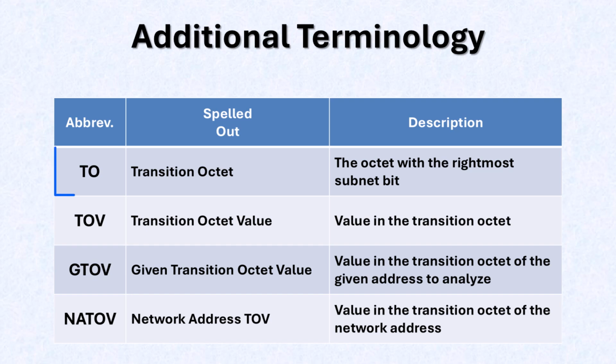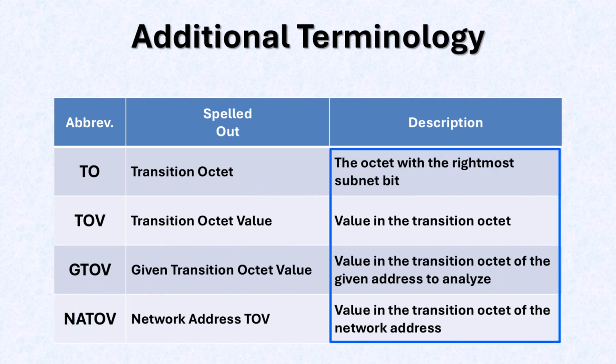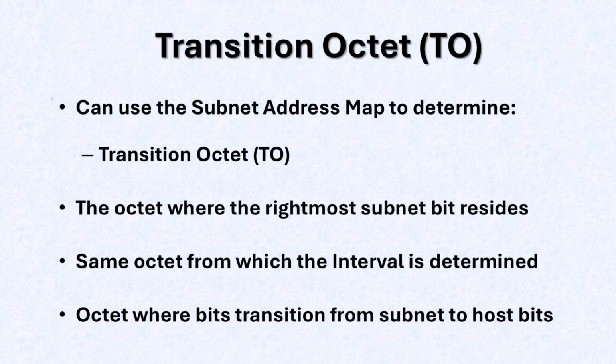Additional terminology we will use to analyze host addresses include the transition octet, the TOV, GTOV, and the NATOV. A brief description is provided here, but we will elaborate on each term. The transition octet can be derived by considering the subnet address map. It is the octet where the rightmost subnet bit resides. It's the same octet from which the interval is determined, and where the bits transition from subnet bits to host bits.